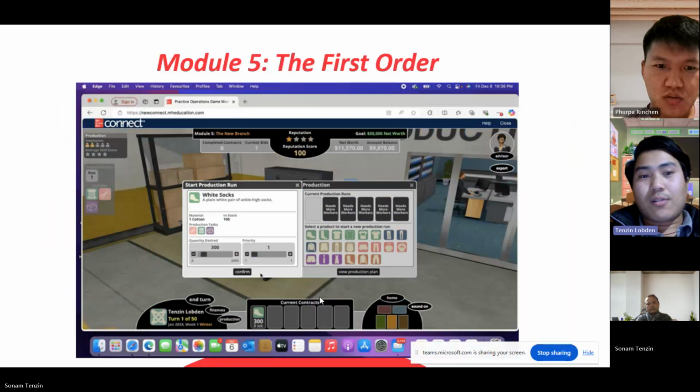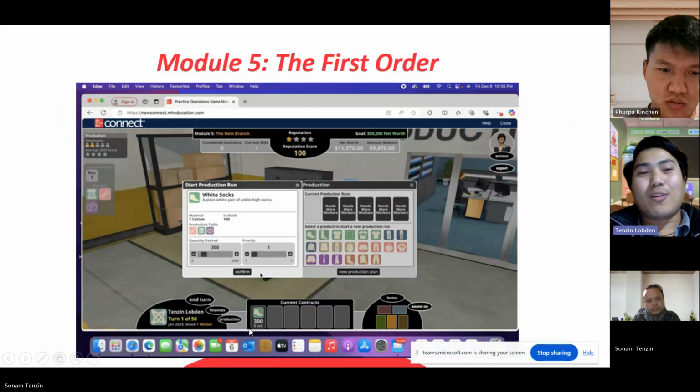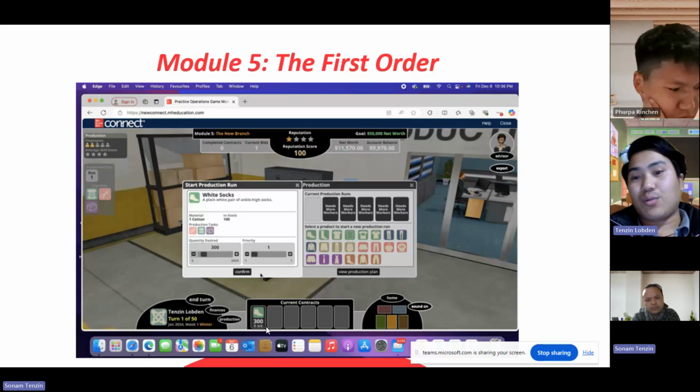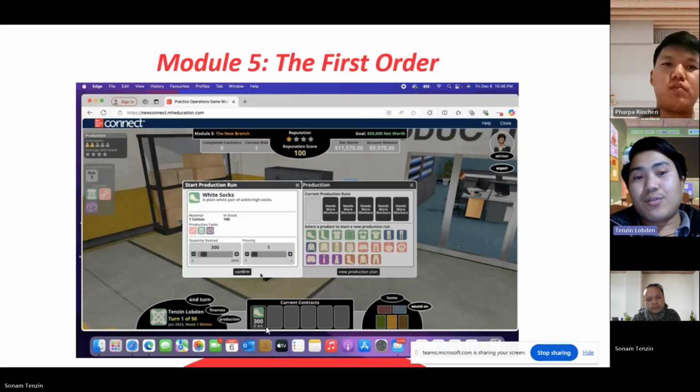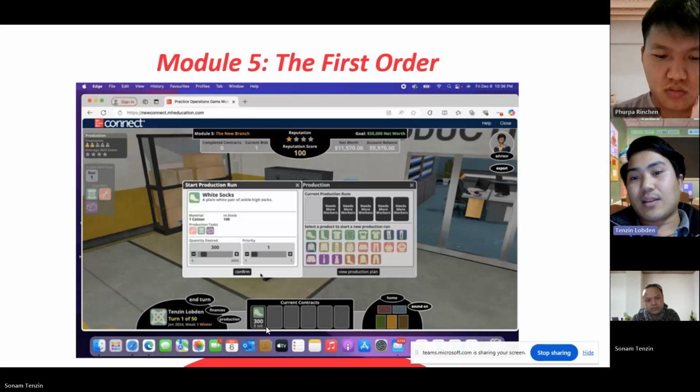So our journey began with an order of 300 units of socks from Stalin April. To fulfill this contract, we needed cotton, so we already had 100 units in inventory. And the next one.